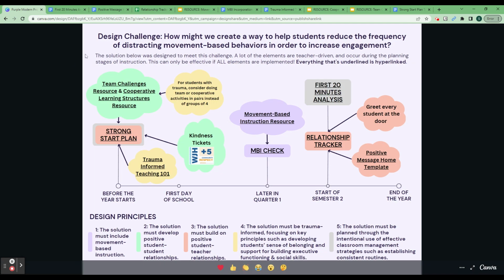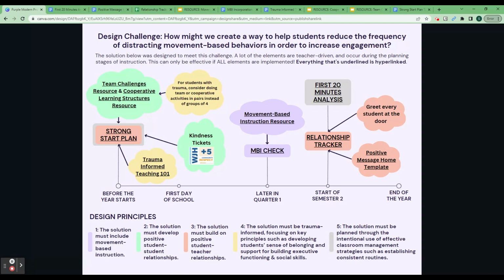All of these pieces together, all of these resources and reflection guidances, can help address the solution. The important piece is that all of the pieces have to be done together. We can pull individual pieces of this, but in order for this to holistically address the design challenge, it's important that all of the elements are present.